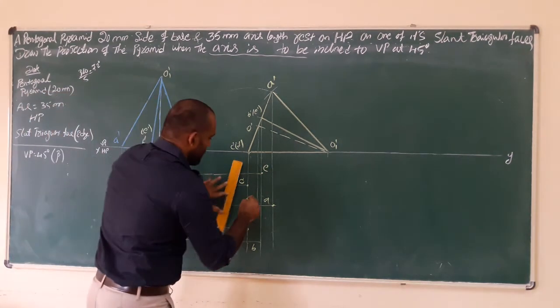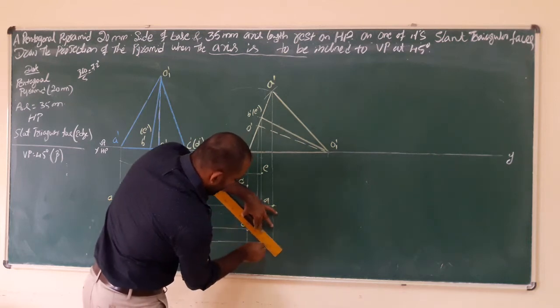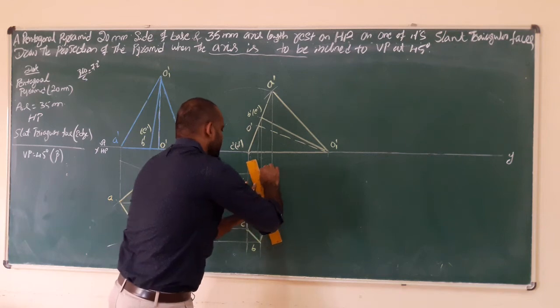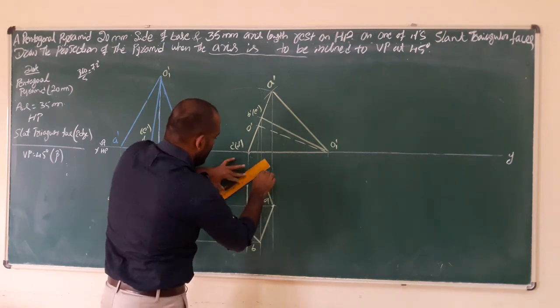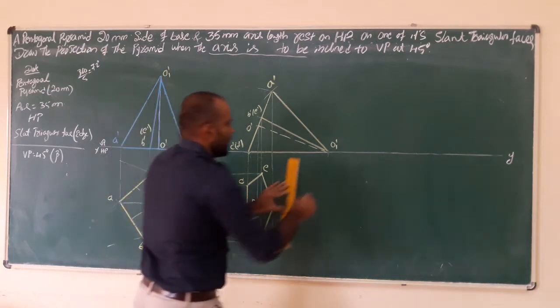join A, B, C, D, E and A. The point is called O.